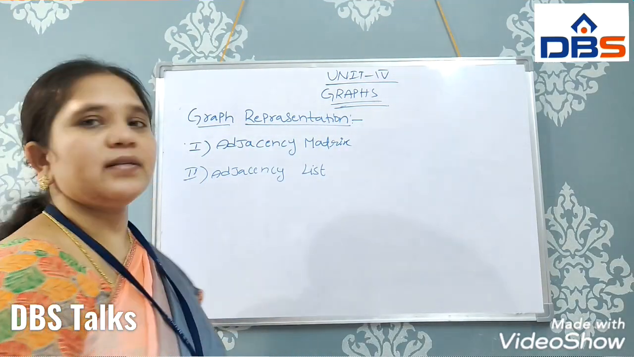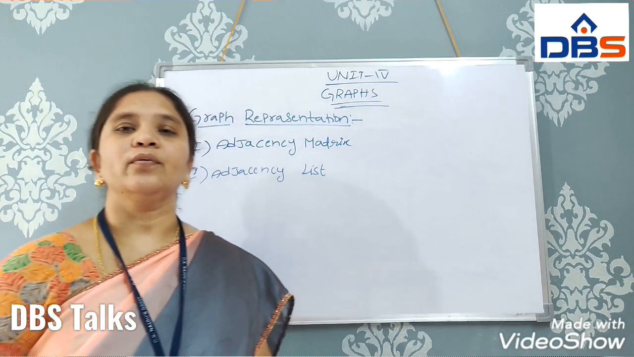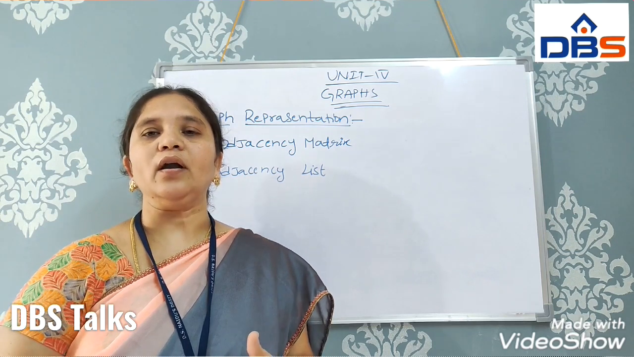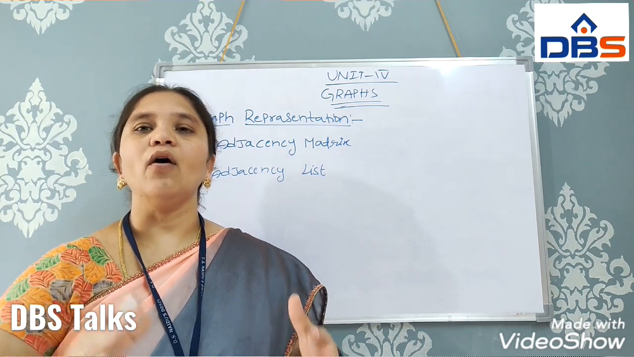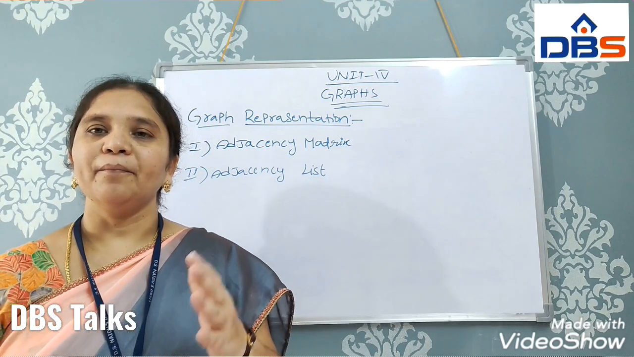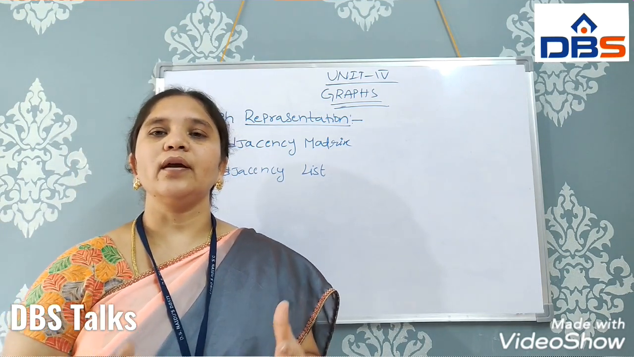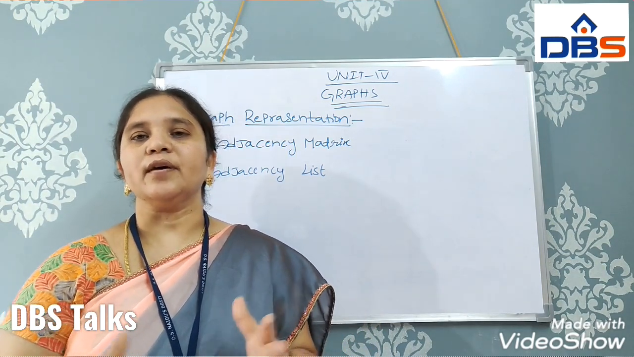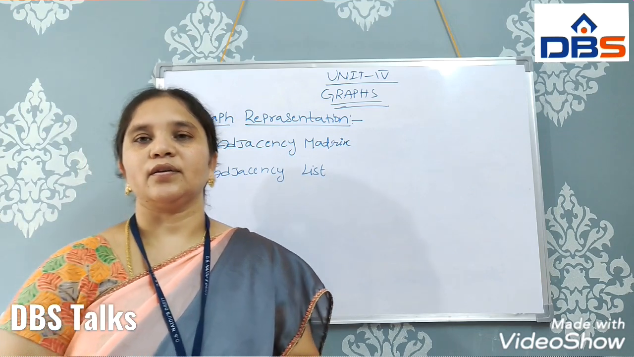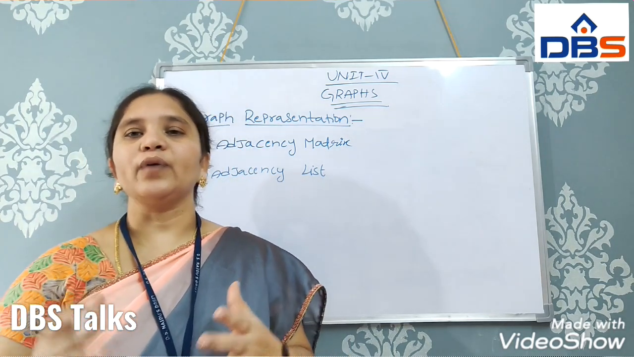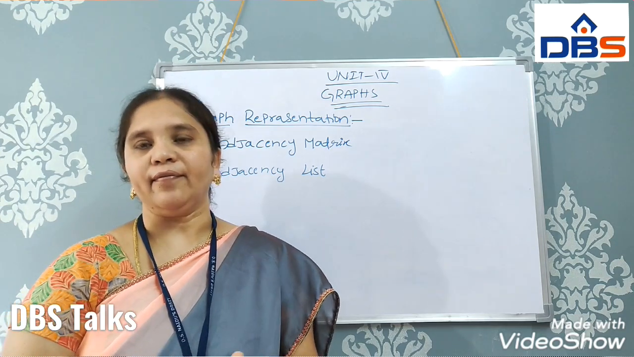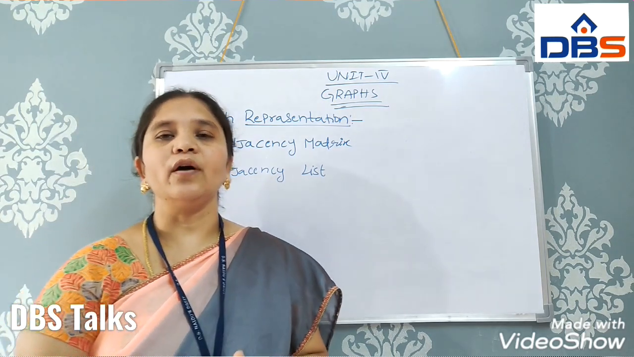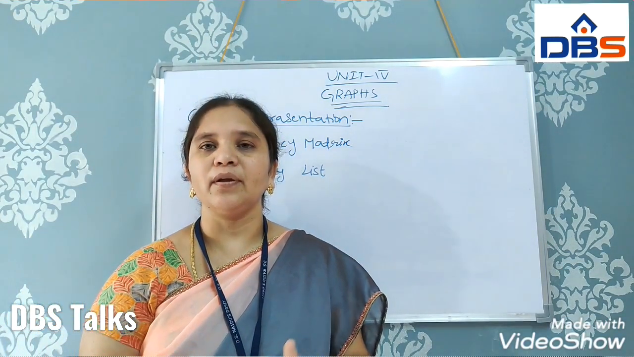Now I am going to explain an important concept of graphs, that is called graph representation. So what is graph representation? We want to store a graph in a memory location. That is called graph representation, or how to store a graph in a particular memory location. We use some data structures, because we want to write a program for a particular graph.